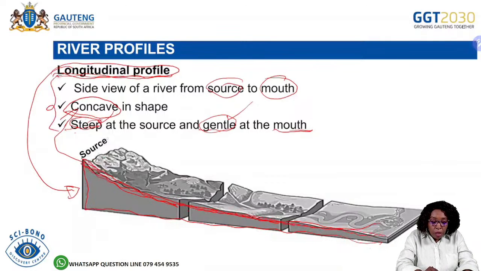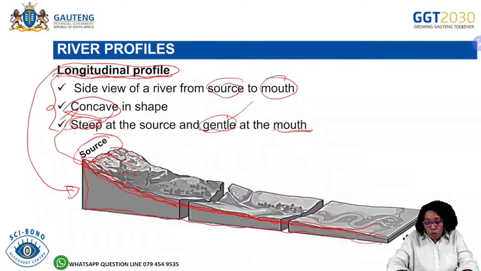Okay, so here we can identify the source, because the river would be flowing from the top of the mountain down. So the source of the river would be at the top of the mountain. And then we identify the mouth, where the river flows into. It could be flowing into the sea, so the sea would be the mouth of the river. Water is poured out into the sea there, so we can identify the mouth.